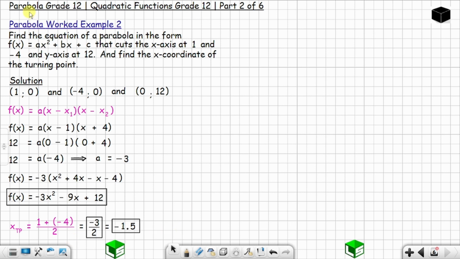So we are done with parabola grade 12 or quadratic functions grade 12. This is part 2 of 6. Please check for part 3 of 6, which will be on hyperbola. Okay, so for now we are done.